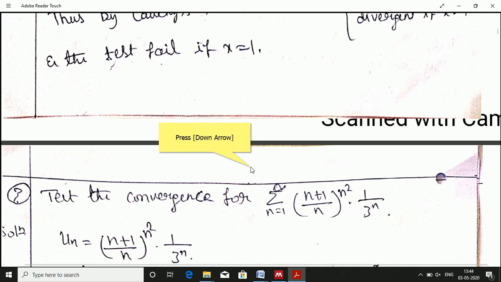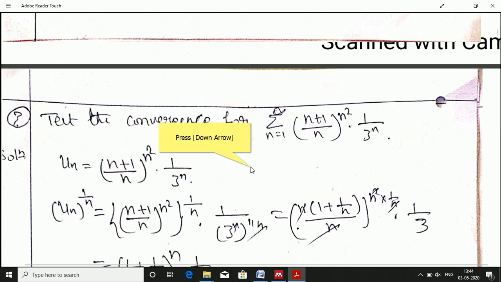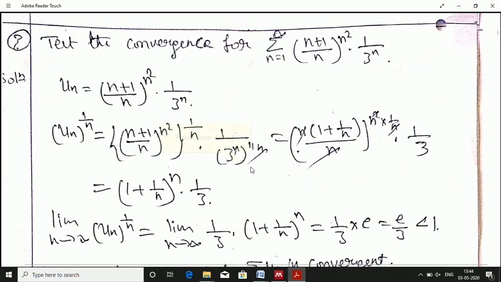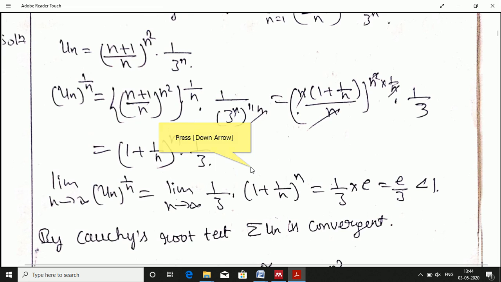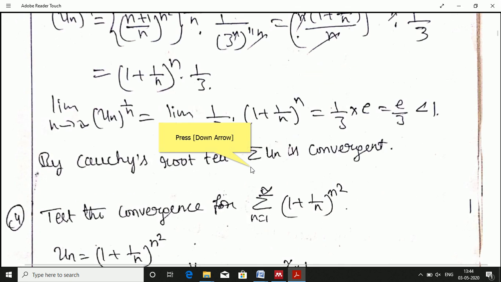Similarly, I solved a few problems. Try to solve these problems. If you get any doubts, feel free to ask the doubts.